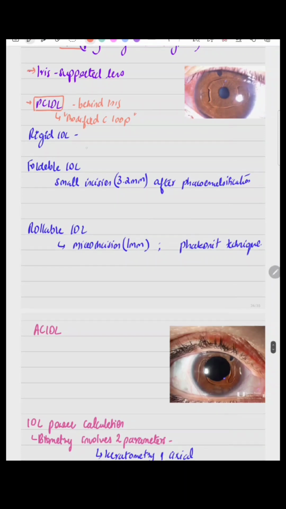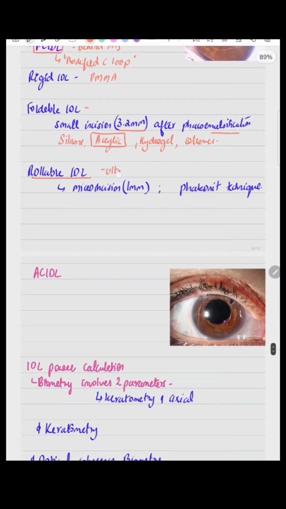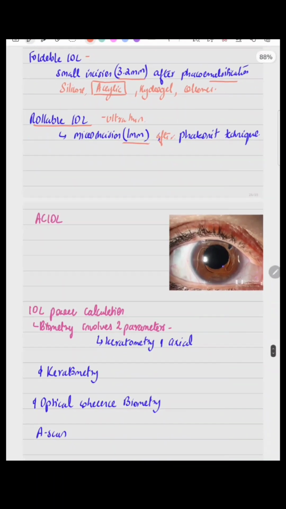A rigid IOL is made entirely of PMMA. A foldable IOL is implanted through a smaller incision, that is 3.2 mm, after phacoemulsification. It is made of silicone, acrylic, mostly acrylic. Most common is acrylic. Also hydrogel and polymer. Rollable IOL is an ultra thin IOL, implanted through a micro incision of 1 mm after the phaco-knit technique, made of hydrogel.